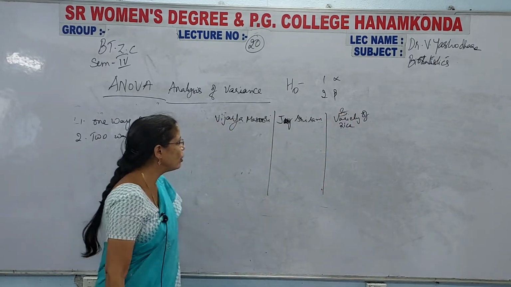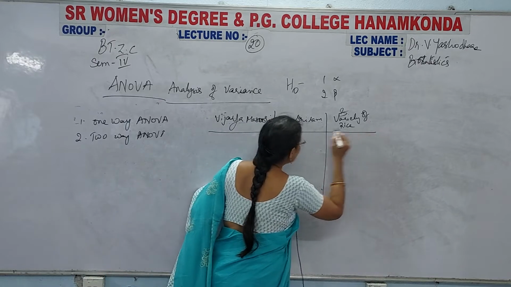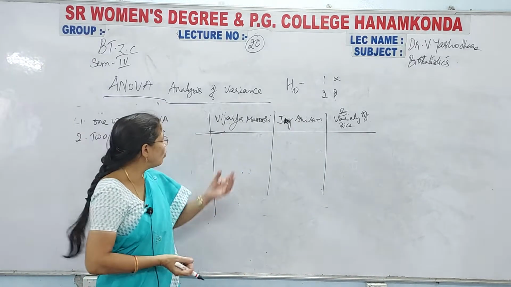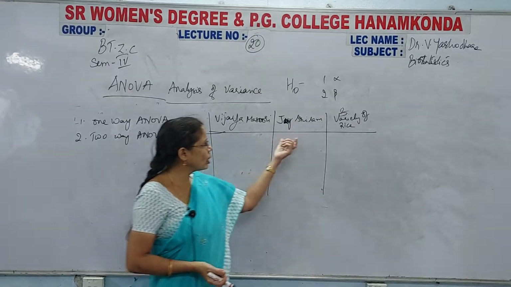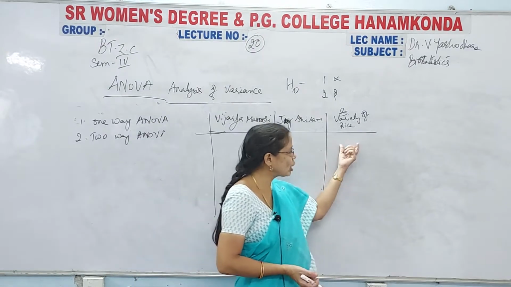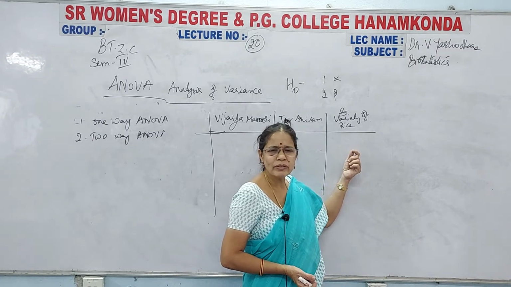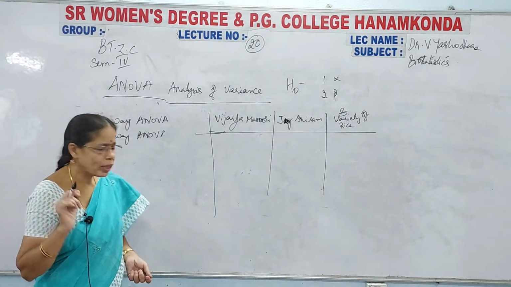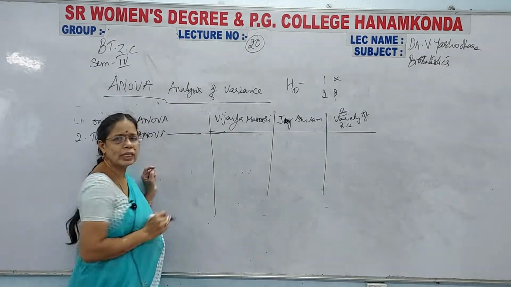Variety, third variety of rice I am taking, and these varieties of rice I have kept for 1 acre. In one acre I sowed Vijaya Masuri, in another acre I sowed Jai Sri Ram, and in another acre I sowed a third variety of rice. All these rice varieties I have sown the seeds. Now I have used the fertilizer.